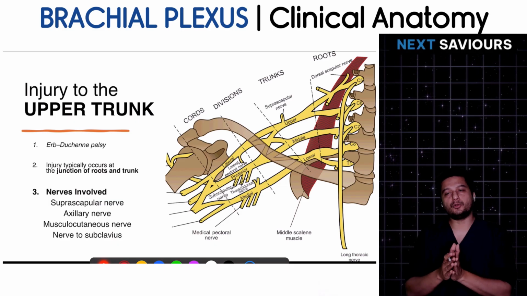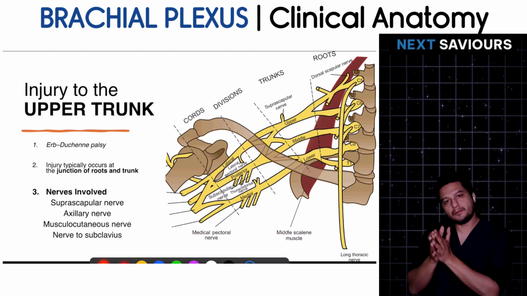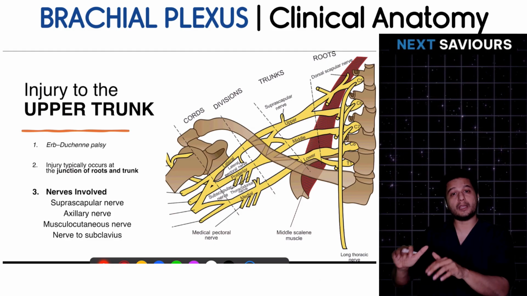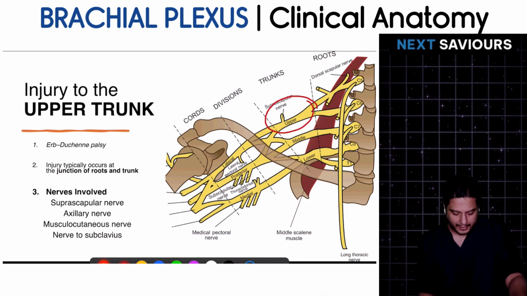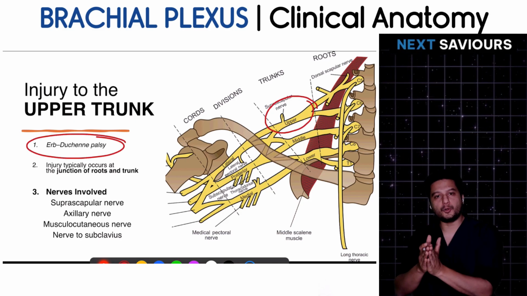Next is injury to the trunk of the brachial plexus, and in the trunks particularly we'll be talking about injury to the upper trunk of the brachial plexus. You know, the upper trunk injury of the brachial plexus is also known as Erb-Duchenne palsy.